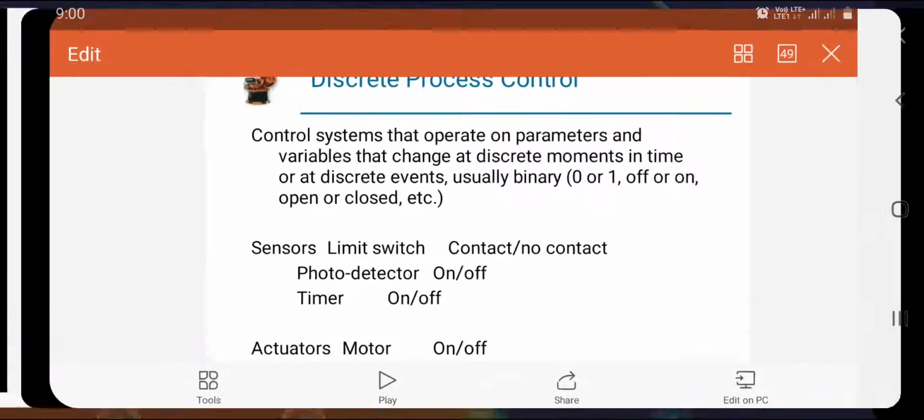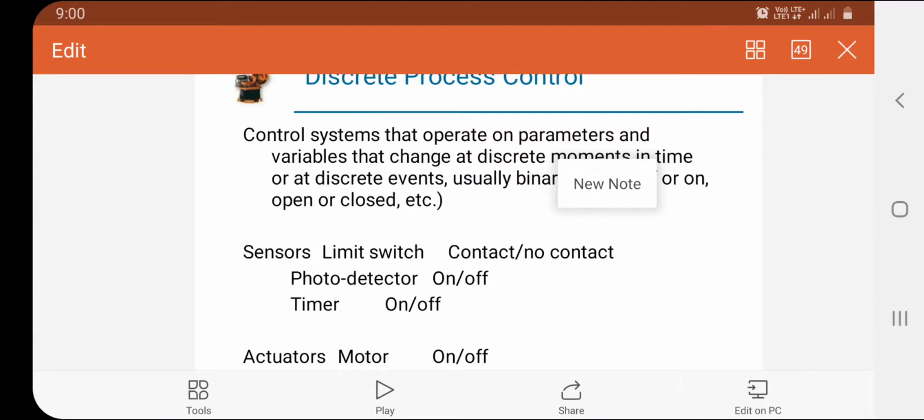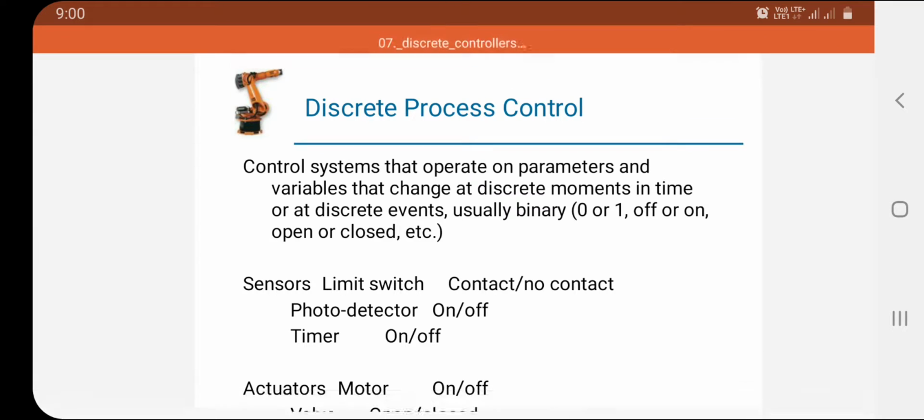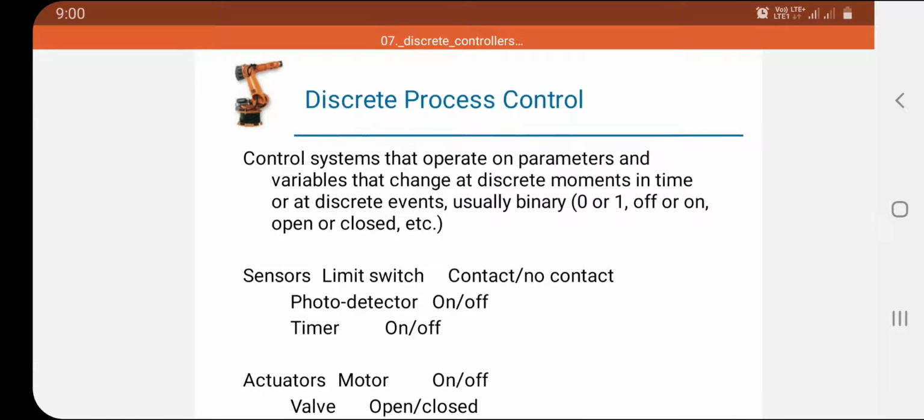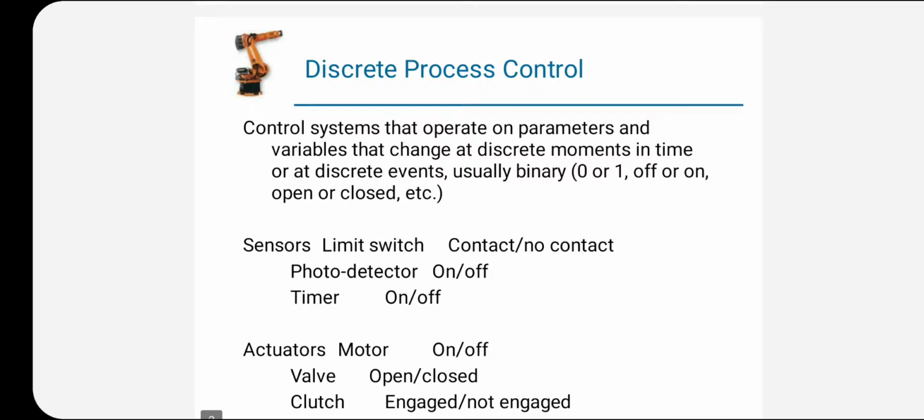So let us discuss the discrete control process. What is a discrete control process? Control systems that operate on parameters and variables that change at discrete moments in time or at discrete events, usually 0 or 1, on or off, open or close. So these are called discrete process controls.